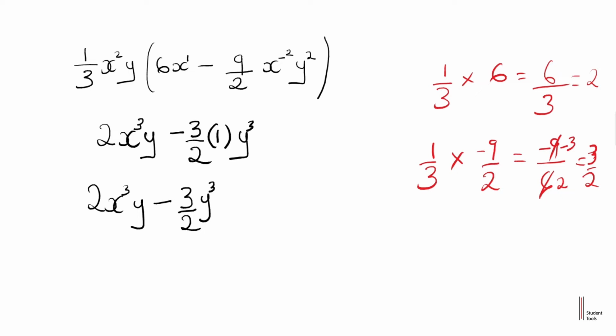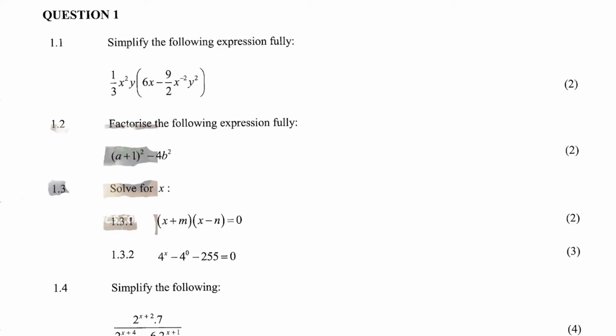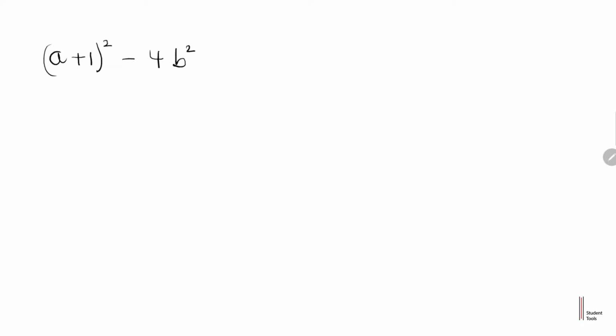Okay, next question. All right, so now we are on 1.2. 1.2 says factorize the following expression fully. So we have this expression and we are supposed to factorize it. So how are we going to factorize this one? This expression is the same as a difference of two squares. So we are going to tackle it as a difference of two squares.